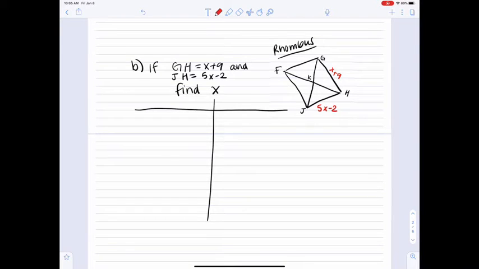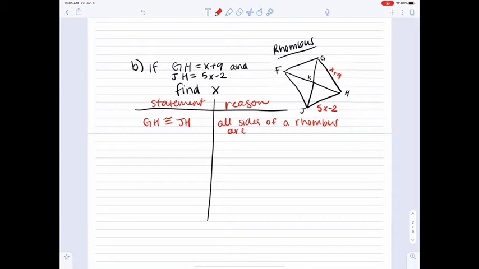Okay, well, there's something that we know that's really important, that it's given to us that this is a rhombus, which is actually great. We don't have to prove that it's a rhombus first. We already know that it's a rhombus. So we actually know that GH is parallel to JH. I'm sorry, not parallel, congruent. And that's because all sides of a rhombus are congruent.